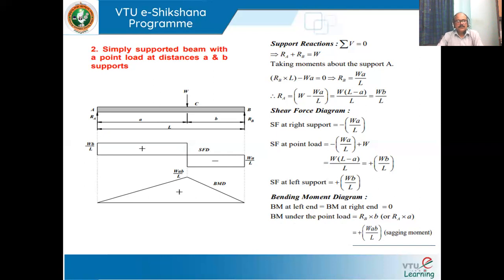This is the shear force and bending moment diagram for a simply supported beam with distances A and B from the supports on either end. So I told you that A and B can also be taken as L1 and L2.